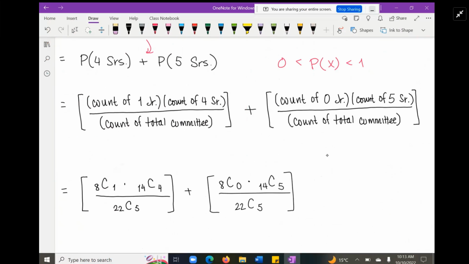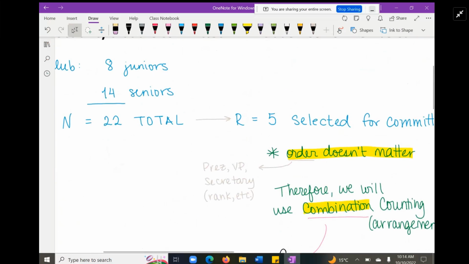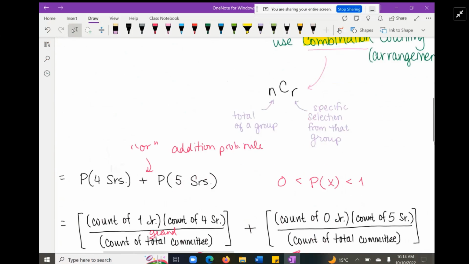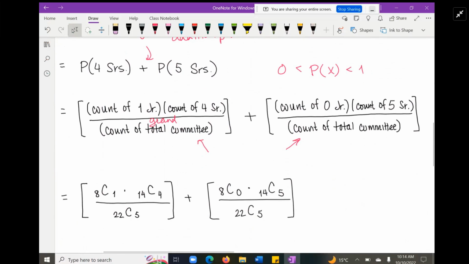Let me just point something else out about this setup here. For both of them, what you see is this bottom count. And this is more like a grand total than anything, because what we're looking at there is the total number out of the total sample space. Remember capital N, 22, right? That is what we're talking about. We're talking about all 22 members.